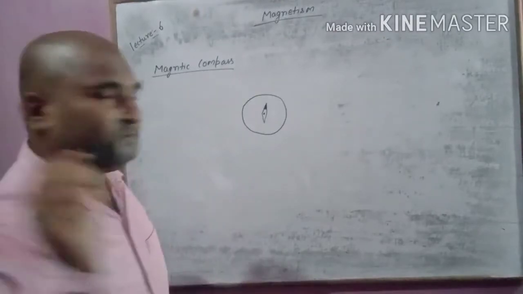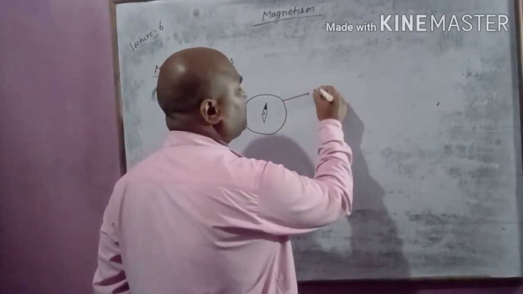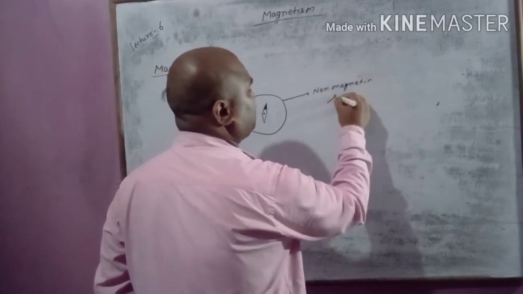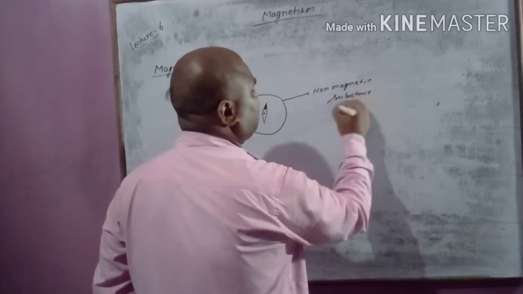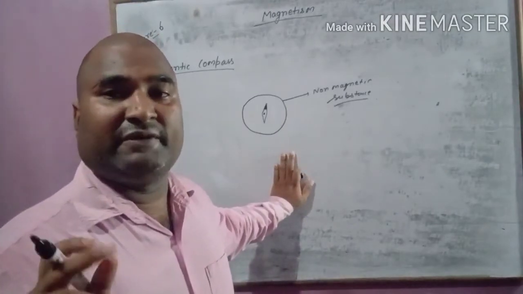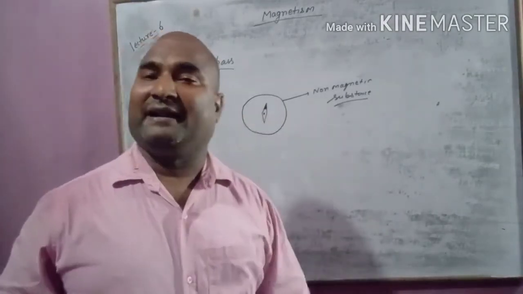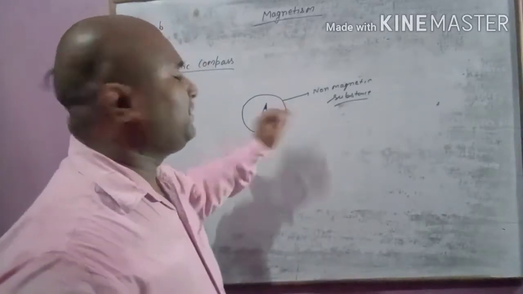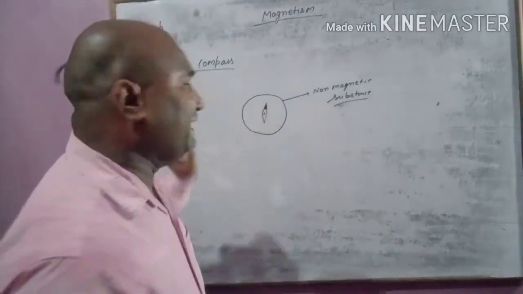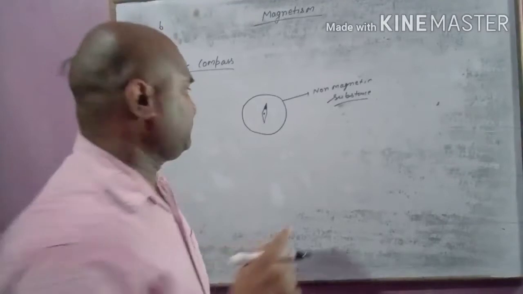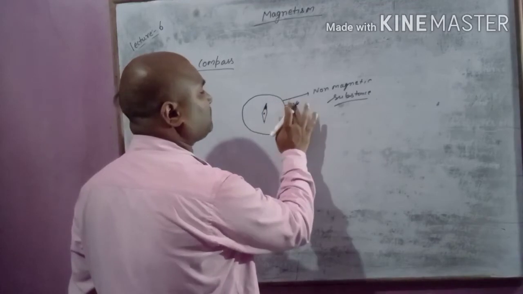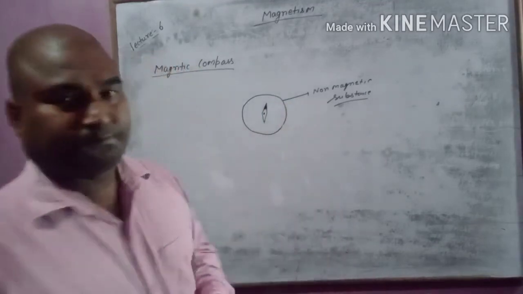One more thing to keep in mind: this box will be made of a non-magnetic substance. The substance that is used to make the box should be non-magnetic, because if it is magnetic, it will influence the magnet; it will attract the magnet. So it should be non-magnetic. There should be a needle, and this is the magnetic needle, or you can say the magnetized needle. So this is the north direction and this is the south direction. This is the north pole and this is the south pole.